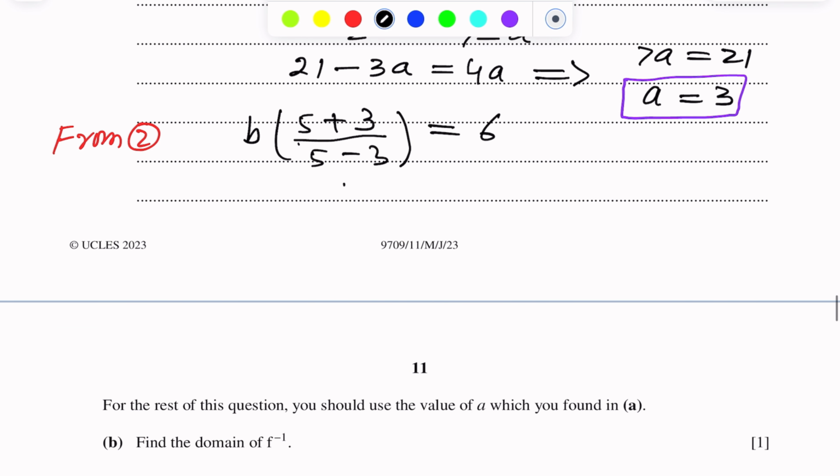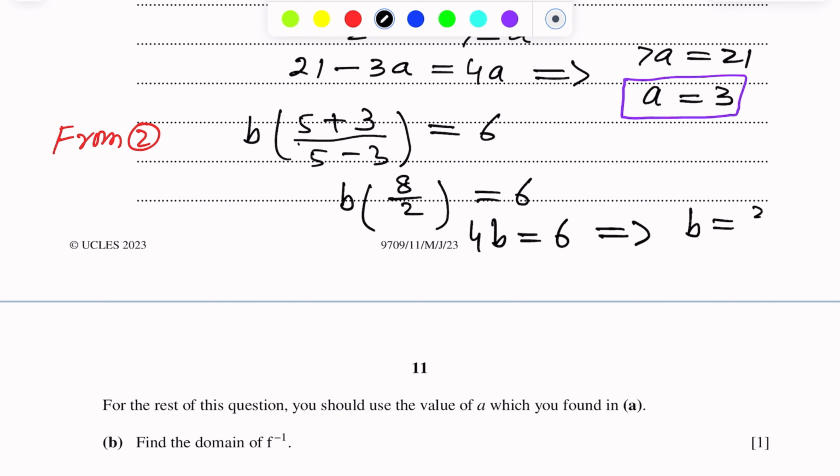Simplifying, we get b into 8 over 2 is equal to 6. 4b is equal to 6. From here, b is equal to 6 over 4, that is b is equal to 3 over 2. This is the value of b.